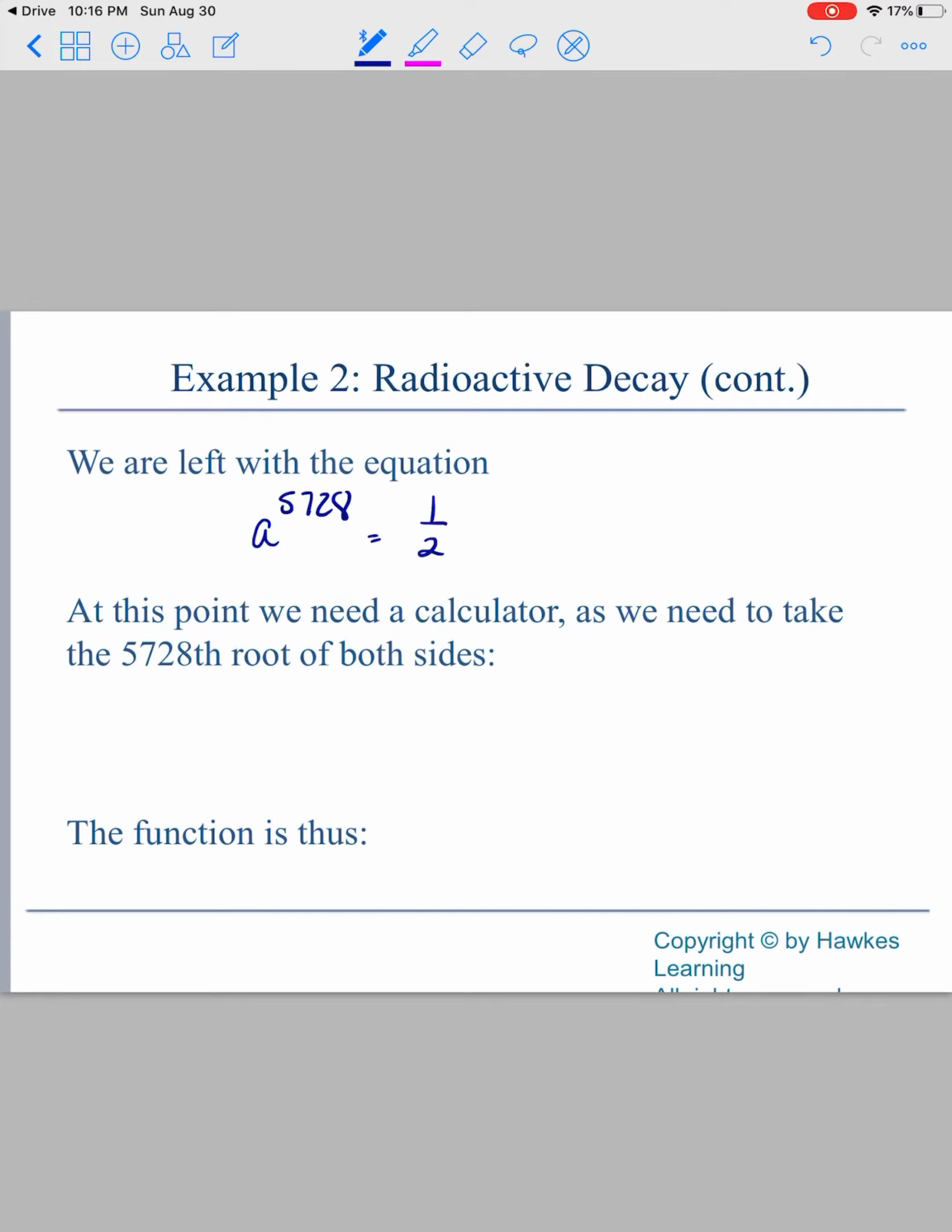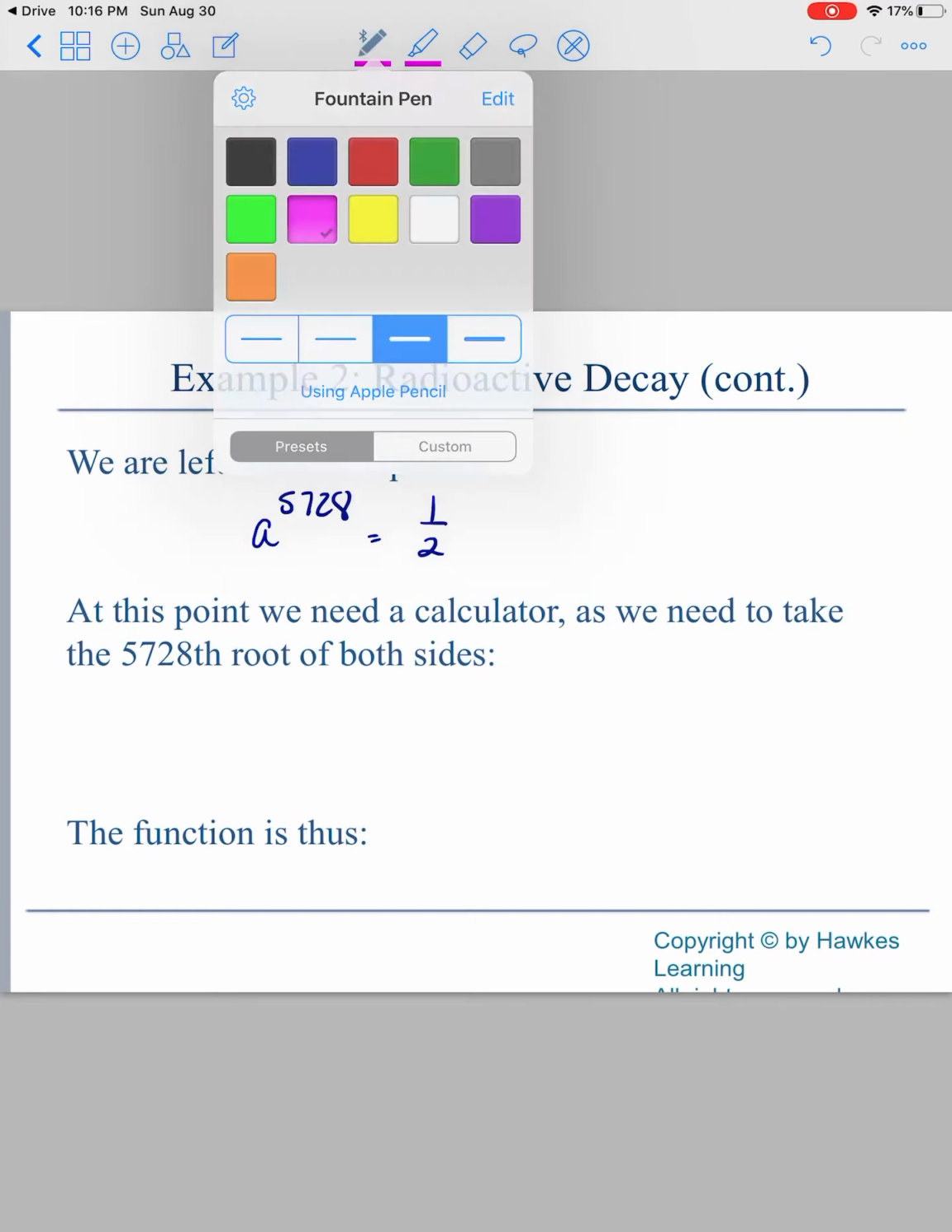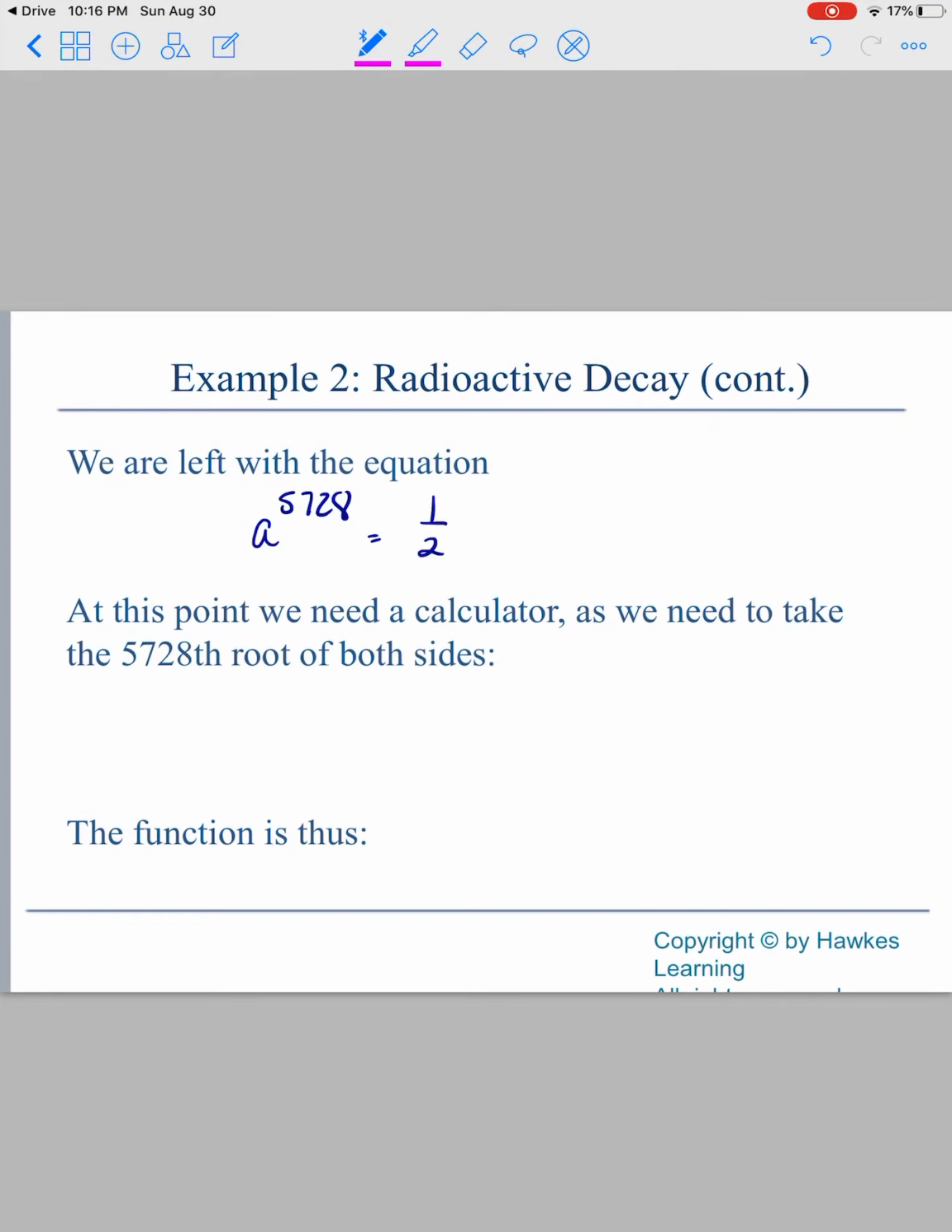So every 5,728 years, half of my radioactive material gets cut in half. Okay, at this point you're going to need a calculator, because in order to solve this for a, to get what a actually is, anything raised to a power, to solve it we take the root of it. So we actually have to take the 5,728th root of 1/2, and that gives me that a is approximately 0.999879.